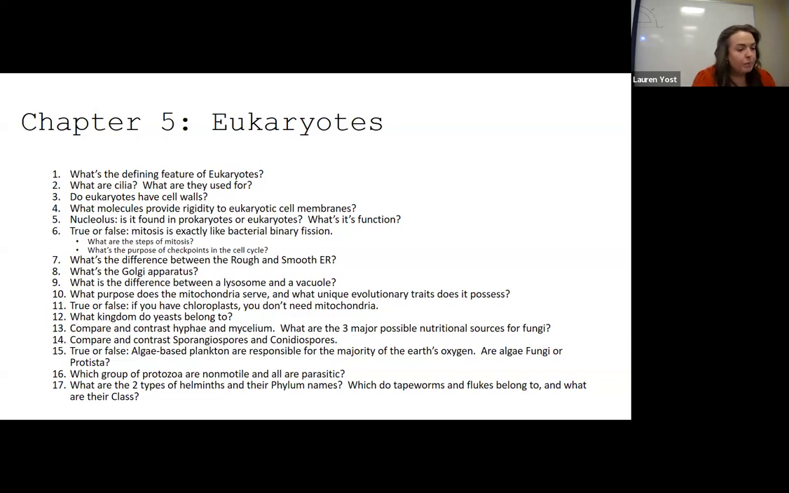What are the two types of helminths and their phylum names? Which do tapeworms and flukes belong to, and what are their classes? We went over these terms that we so lovingly like to refer to our helminths as. The roundworms are the nematodes, and the flatworms are the platyhelminthes. The flukes are the trematodes. The tapeworms are the cestodes.